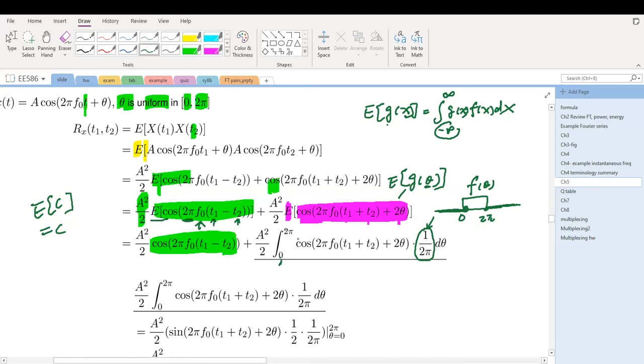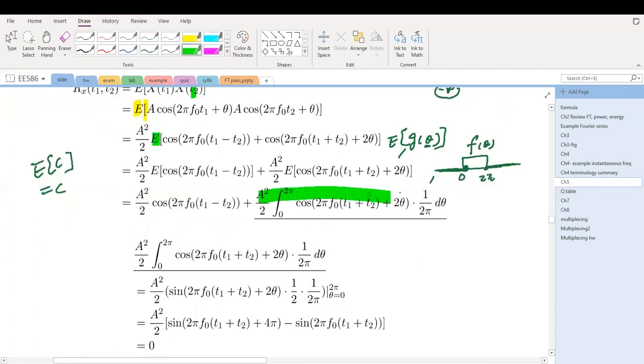Now we take this function and multiply by this PDF, and do the integral from 0 to 2 pi. To evaluate this integral, I have it here with detailed steps. Let me go through that. A squared over 2 is still here, with the integral, and I just copy this term down here. The integral is with respect to theta.